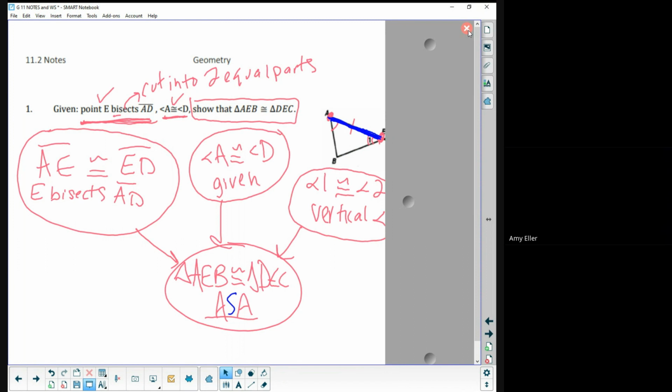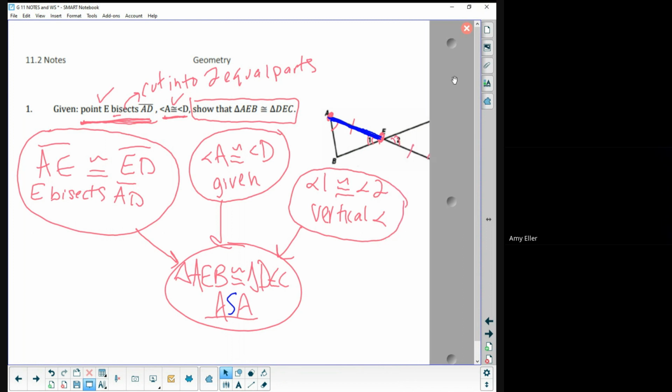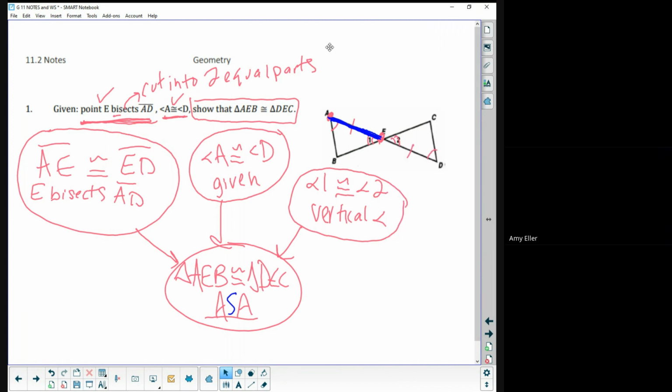Okay. If you like the 2-column proof and that's the way that you stay organized, great. If you're good at writing and you want to write it in paragraph form, you can say, I know that AE is congruent to ED because he's the bisector. And I'm also told, and just write it out in sentences, that's fine. However you want to organize your thoughts is fine. Are there any questions before we go to 2?